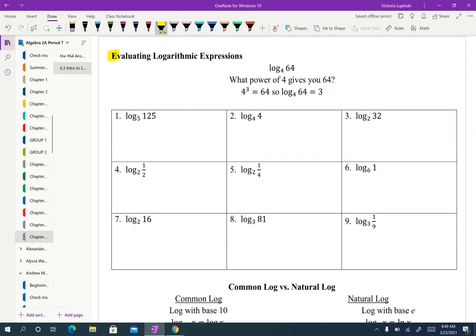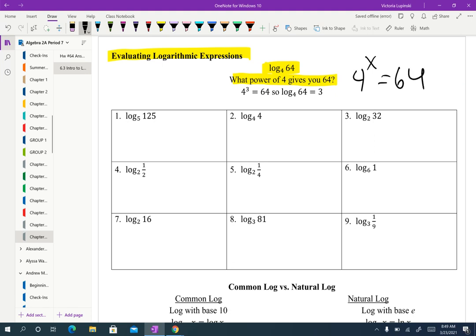So again, I'm going to call this evaluating log expressions. And you should be able to do these without a calculator. So consider log base 4 of 64. The question you're asking yourself when you're trying to find log base 4 of 64 is what power of 4 gives you 64? So basically, 4 to what value is equal to 64?